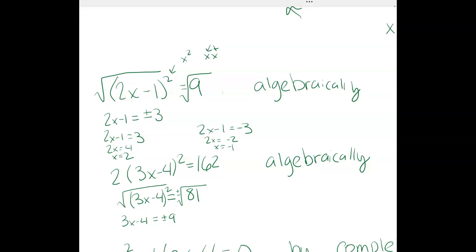So again, this becomes two equations. One of my equations being 3x minus 4 is equal to positive 9, and the other one is 3x minus 4 is equal to negative 9. From here, we just solve this. So over here, I should get 3x is equal to 13. So x is equal to 13 thirds, which you can just leave as an improper fraction. And we should get 3x over here is equal to negative 5. So x is equal to negative 5 thirds.